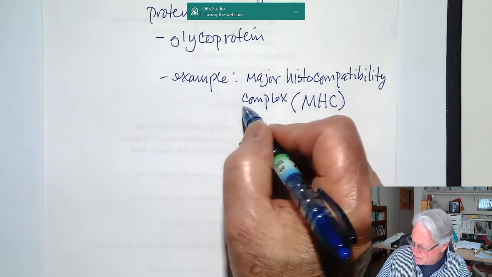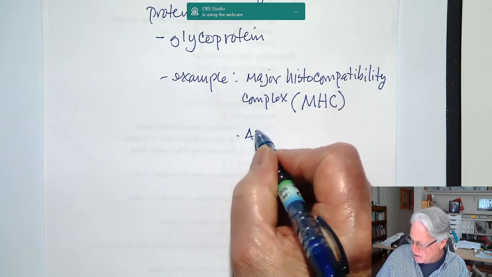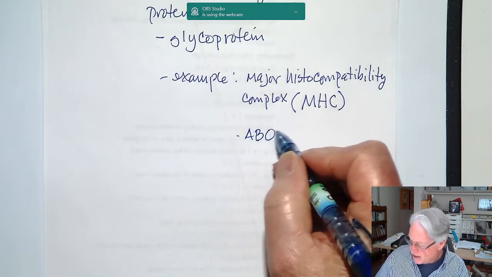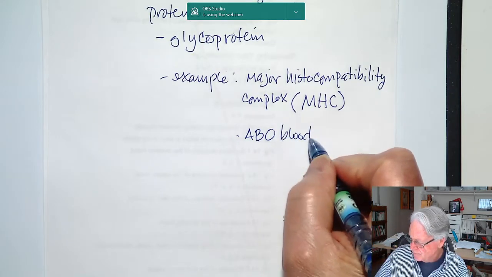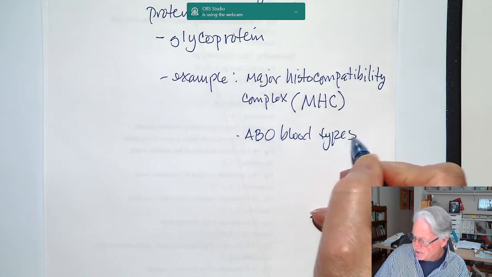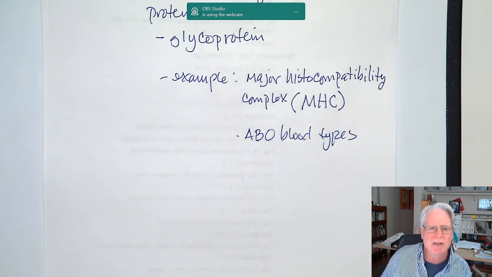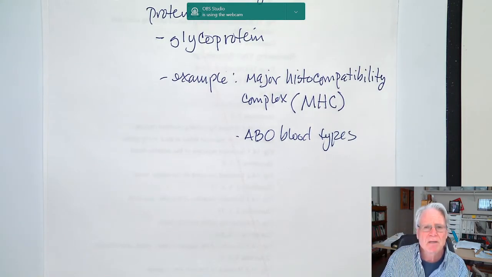Another example would be the ABO blood types. These are determined by different types of cell identity markers on red blood cells. So it's just another example of that type of protein.